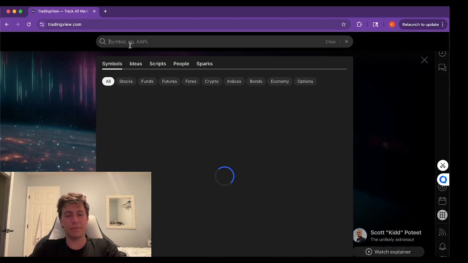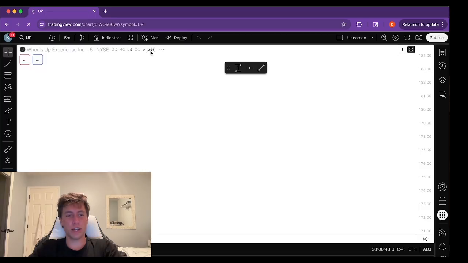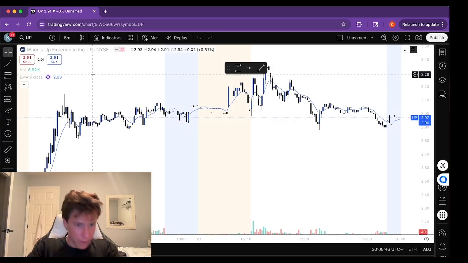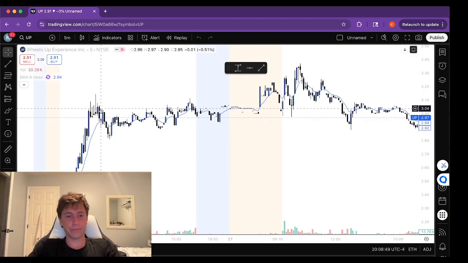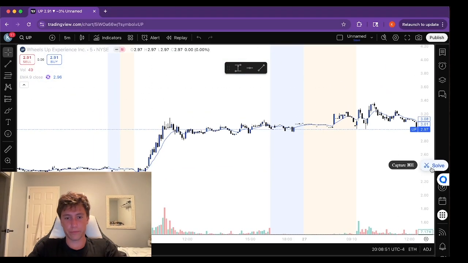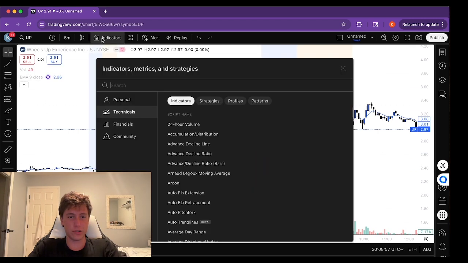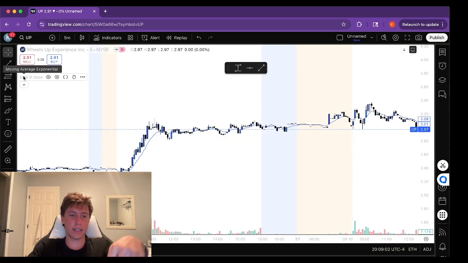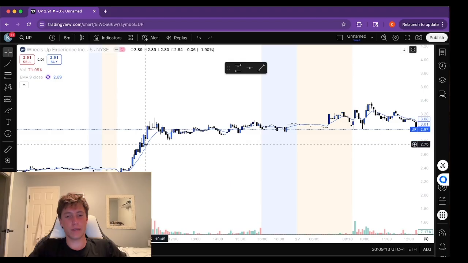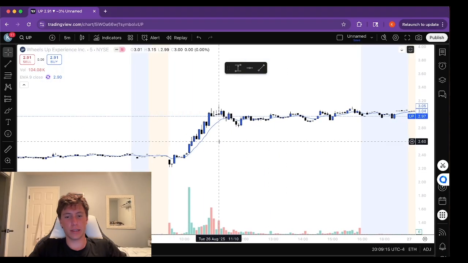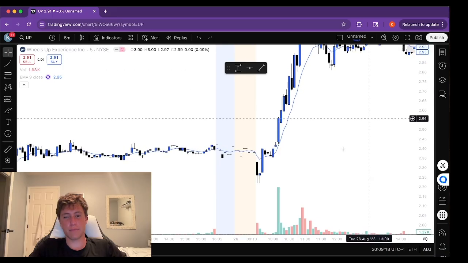First we're going to go ahead and open TradingView. You go over here and add it in the indicators. You just look up 9 EMA, and it should be Moving Average Exponential, length 9. I like to use this on the 5-minute chart. So let's take a look at this. This is how I trade with the 9 EMA.